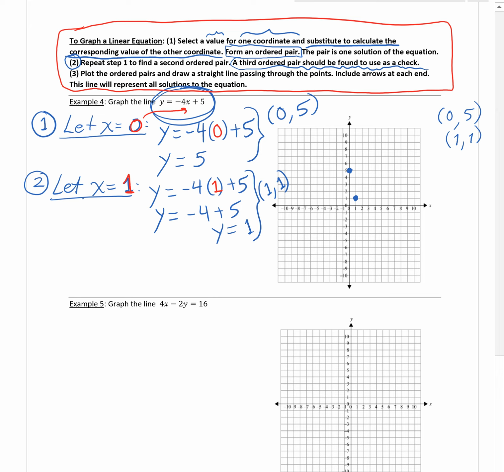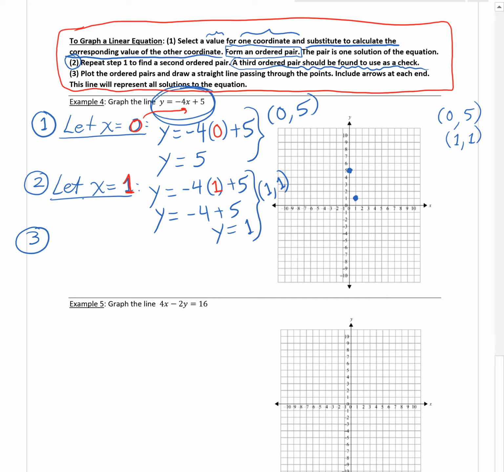You can imagine, what if I connect those 2 dots? Well, then I know exactly what the line looks like, right? There's no need to find a third point. But they encourage you, and I would probably encourage you, to find a third point, because what if you made a mistake on one of those 2 points? You substituted wrong, or you added wrong, or something. You would never know you did something wrong, but if you find a third point and the 3 points don't line up in a line, then you know you made a mistake. So it's good to find a third one to check your answer.